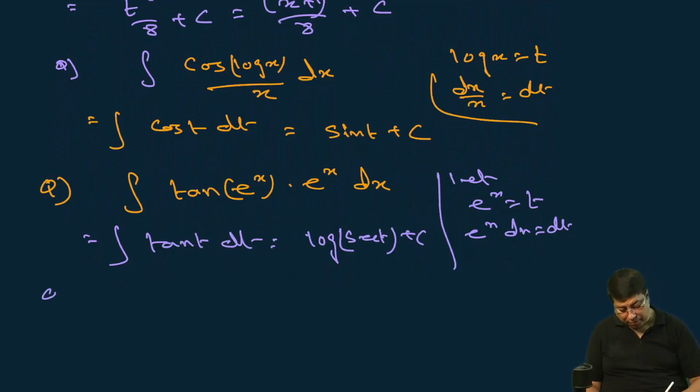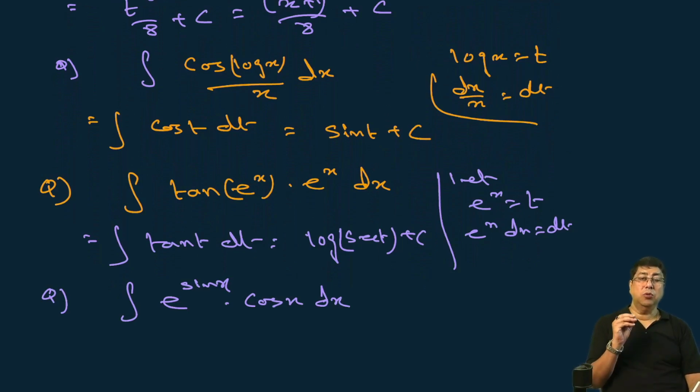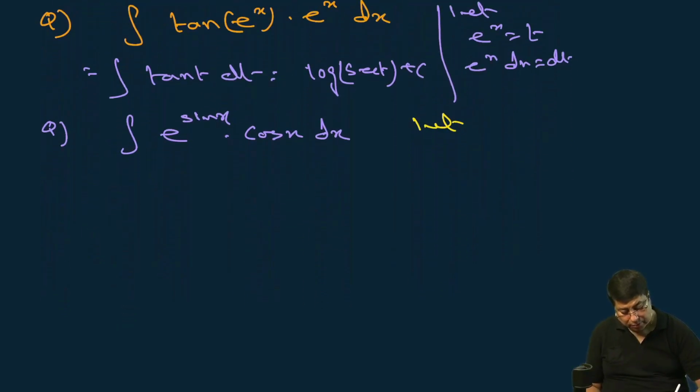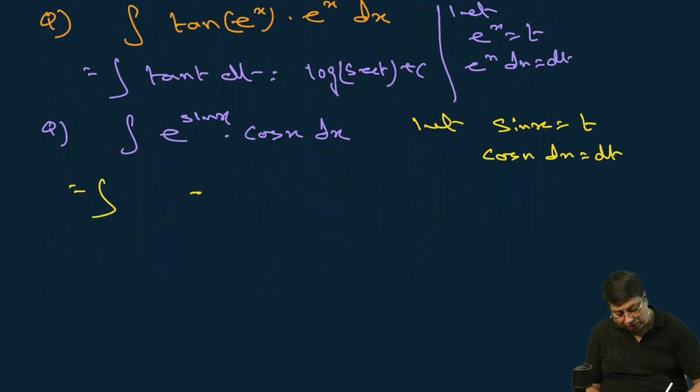Next, the integration of e to the power sin x into cos x dx. Once again, the concept is that we look for whose derivative is present in the sum. Here we see that the derivative of sin is cos. So let us consider sin x equal to t. Let sin x equal to t, so cos x dx equal to dt. Therefore, cos x dx is dt, and we get e to the power t. Therefore, e to the power t plus c.